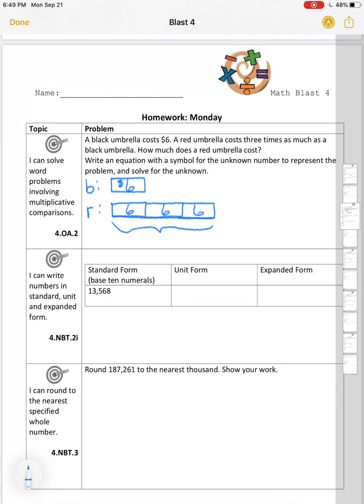I can represent that with an equation by saying the red umbrella, R, is equal to 3 times the $6, 3 groups of $6. So the red umbrella is equal to $18. And I can make that statement here. The red umbrella costs $18.